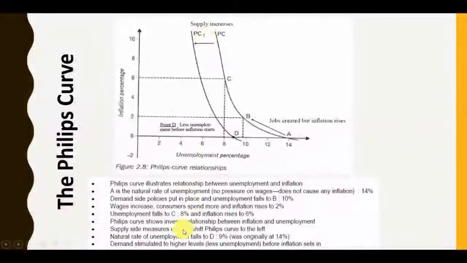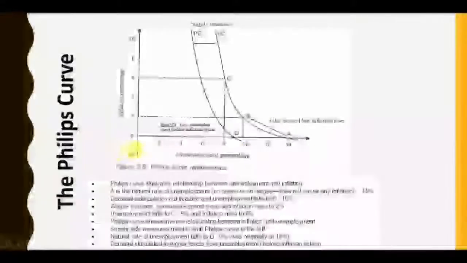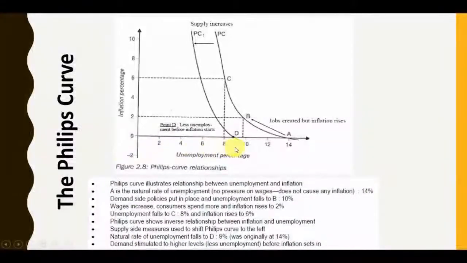So our natural rate of unemployment falls to D. So unemployment has dropped still further, but I'm now at a situation where I have 9% unemployment and 0 inflation as a result of my supply side measures. Okay, so I hope that makes sense.